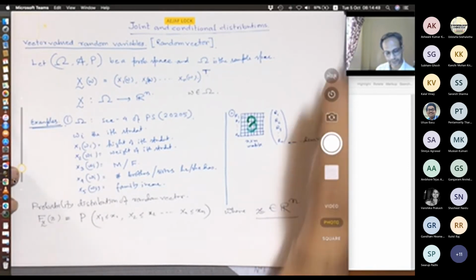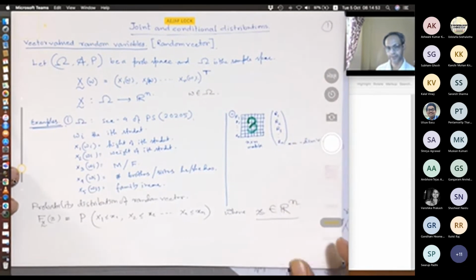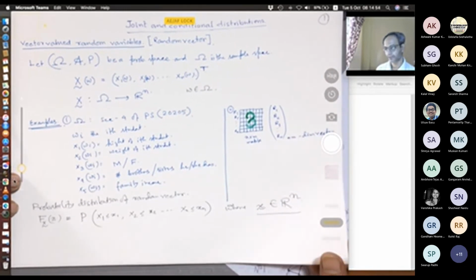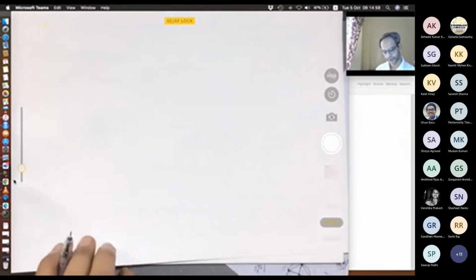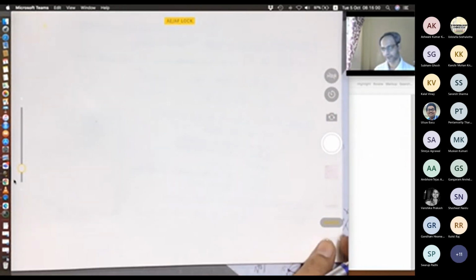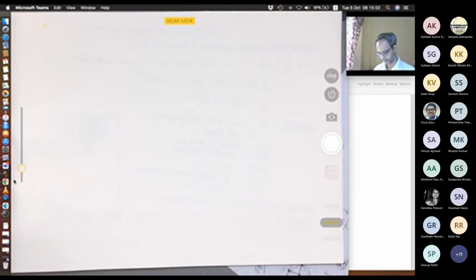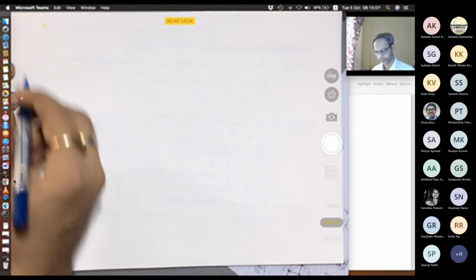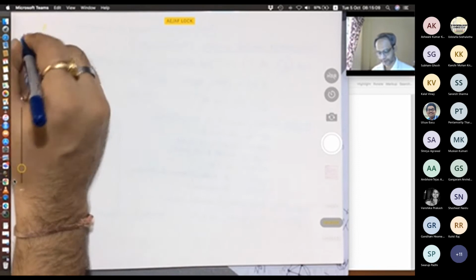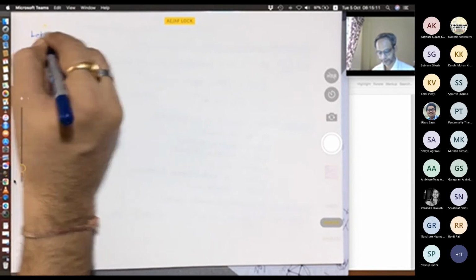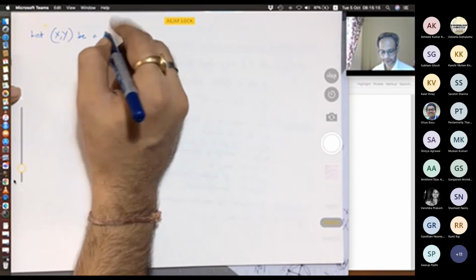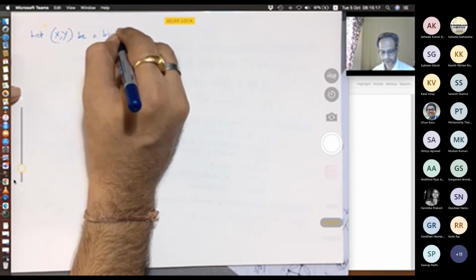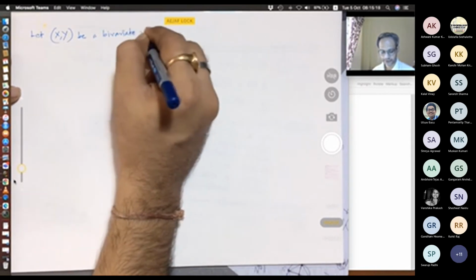Now we are going for a special case. First let us study the bivariate distribution, and then in general we will see one extension with the multivariate normal in this course. So let X and Y be bivariate random variables.